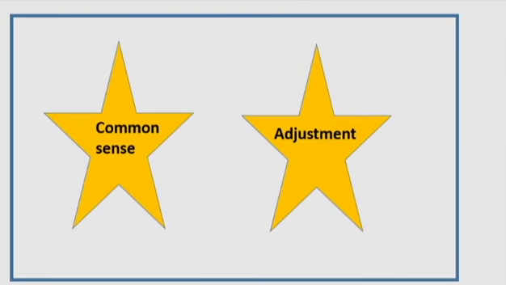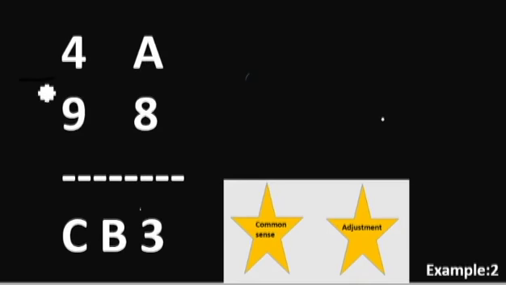Along with the golden rules, I have made two more rules which are very useful in solving these puzzles. One is the rule of common sense, and the other is the rule of adjustment. Whenever you use common sense, that will help you to solve the puzzle very comfortably, and adjustment is also like that. Let us start with this example.